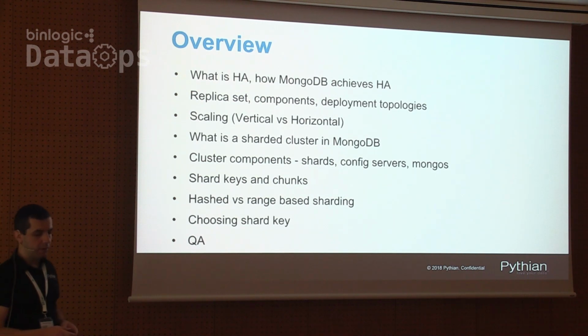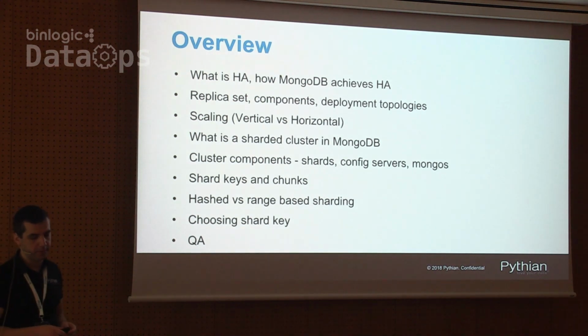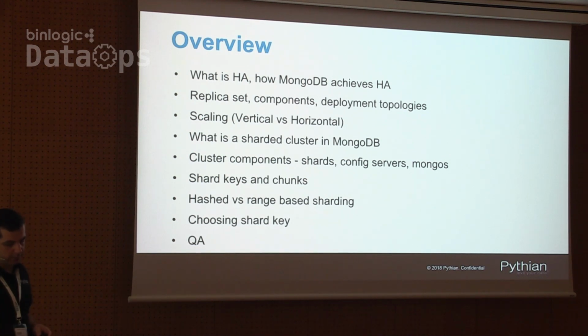Brief overview of what we will discuss today. We will start with HA and how MongoDB achieves HA. Then we will talk about replica sets and different components and deployment topologies. Then we will move into scaling, vertical and horizontal, what a sharded cluster in MongoDB is, the cluster components, shard keys, chunks, hashed and range-based sharding. We will see examples of how to choose a shard key, and at the end we will have a Q&A session.